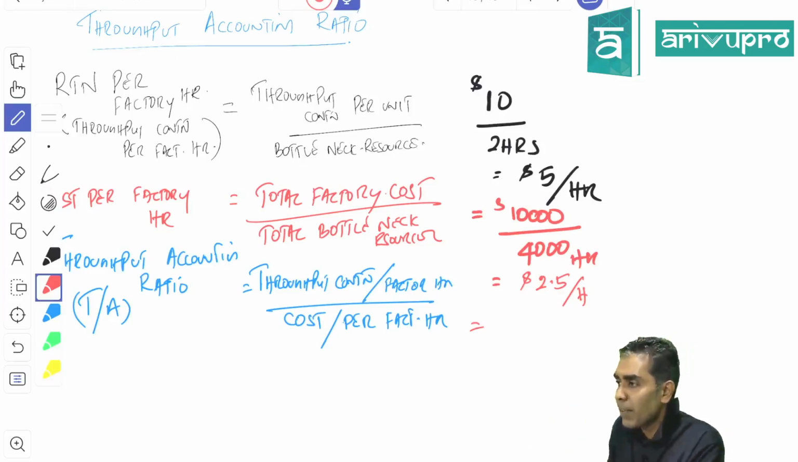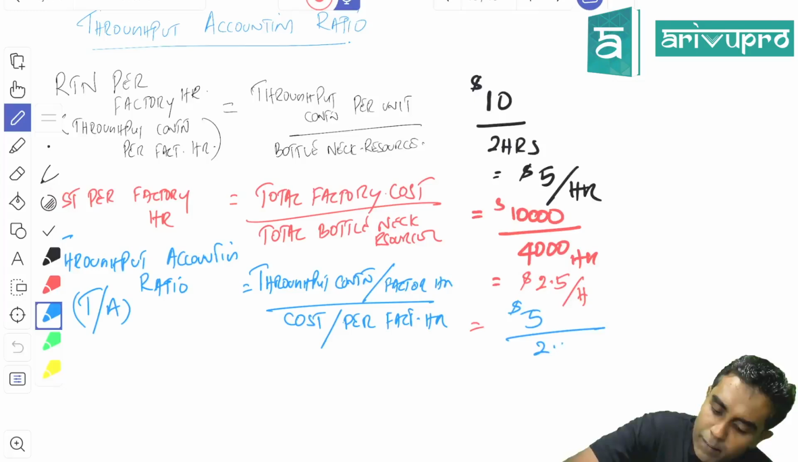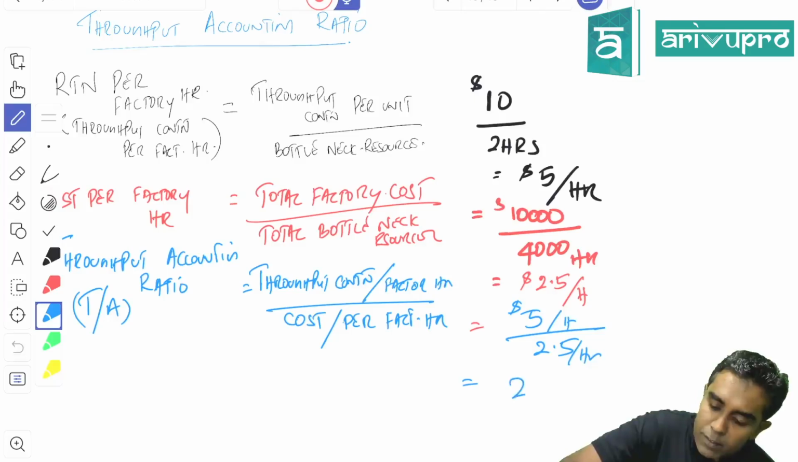Now let's calculate the TA ratio. TA ratio: throughput contribution per factory hour is what? $5, correct? And cost per factory hour is what? $2.5 per hour. Here also per hour. That would give you what? $2. Do you agree with me? TA ratio is $2.